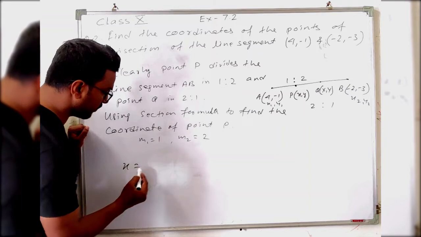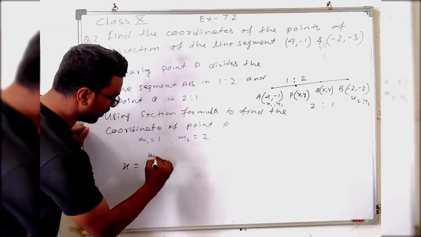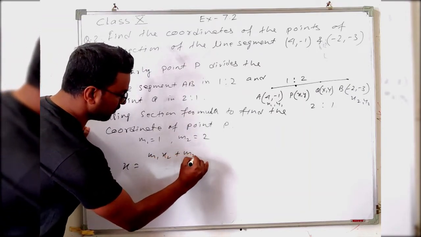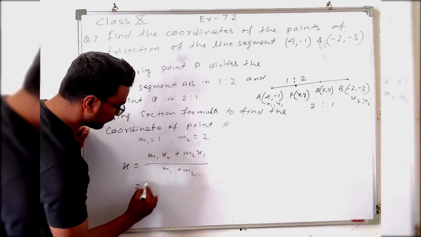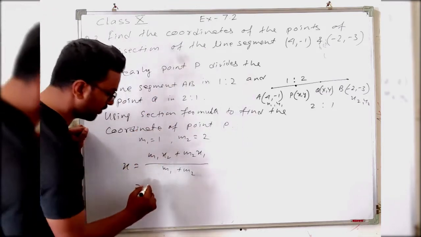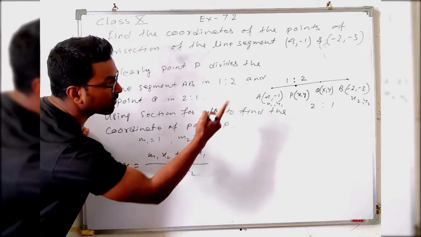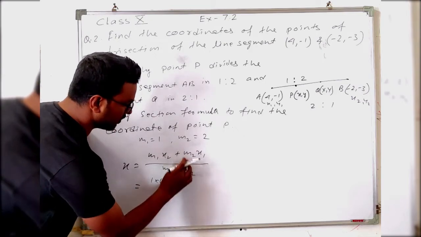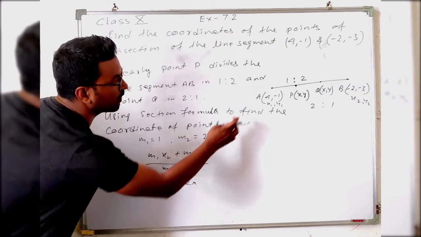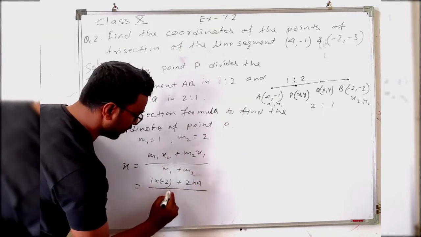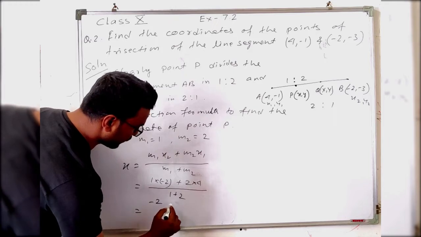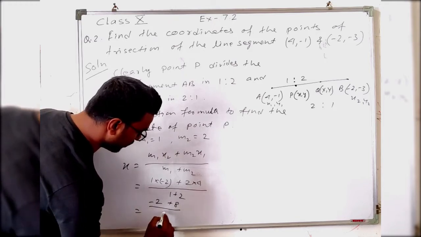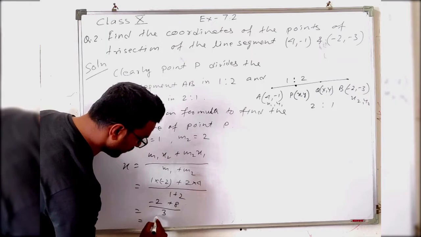So to find the value of x, we can use m1 x2 plus m2 x1 divided by m1 plus m2. So what is m1? m1 is 1 into x2, x2 is minus 2, plus m2 is 2, x1 is 4, and this will be 1 plus 2. So this will become minus 2 plus 8 divided by 3. So this will become 6 divided by 3, that is 2.